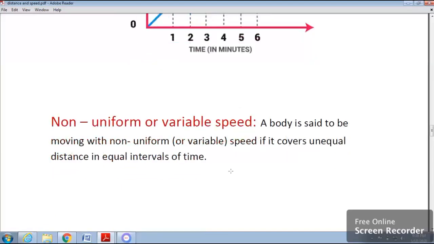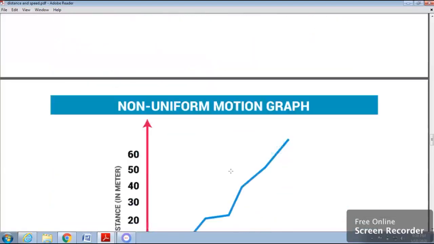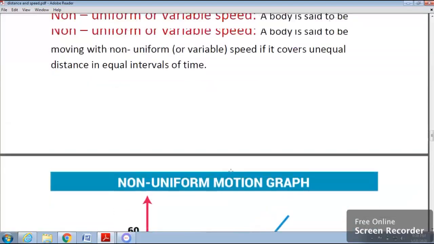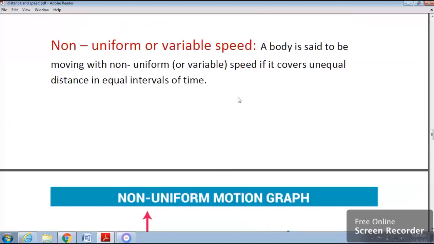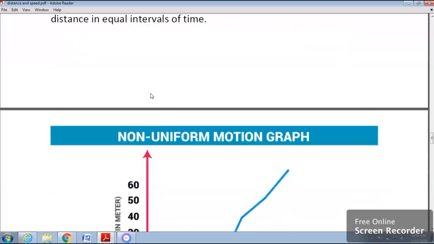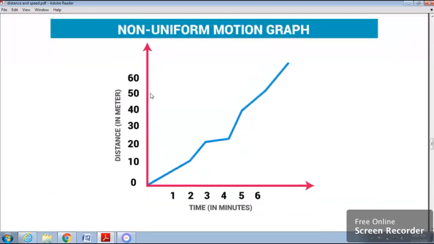Non-uniform motion. Non-uniform motion means variable motion. That means a body is said to be moving with non-uniform motion if it covers unequal distance in equal intervals of time. As time has a fixed interval, so it will move on with the same speed.